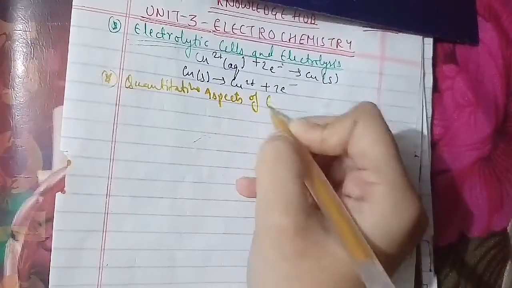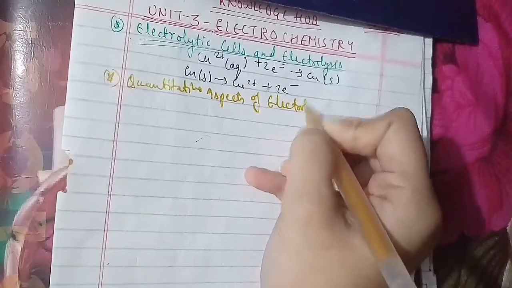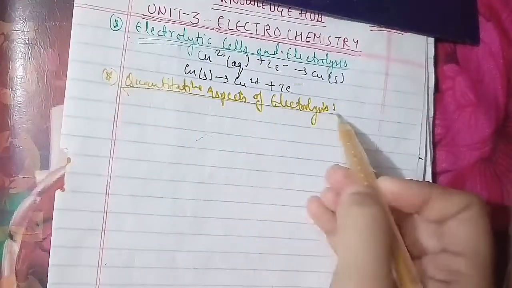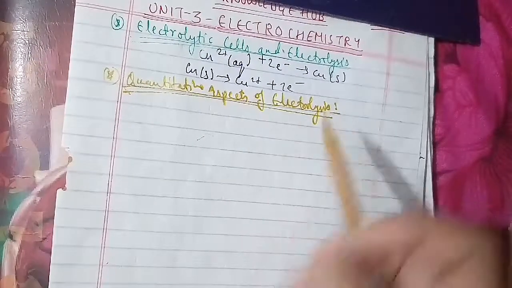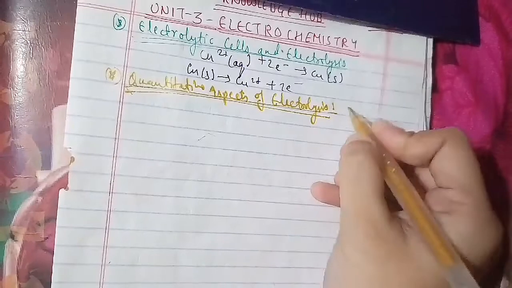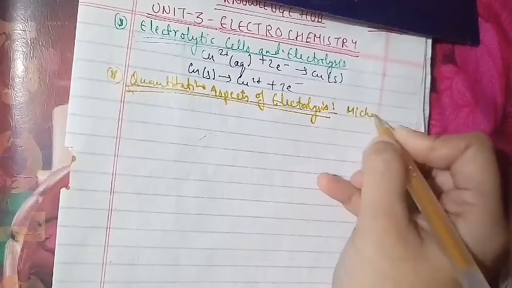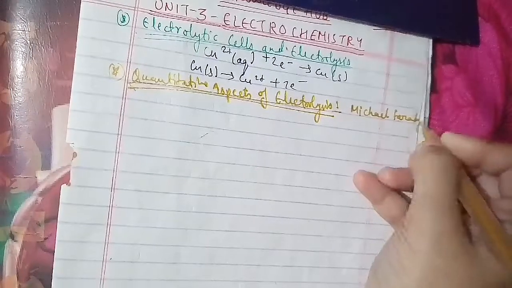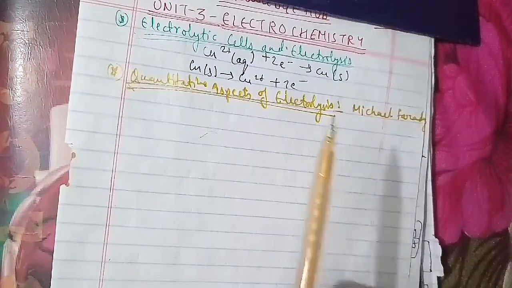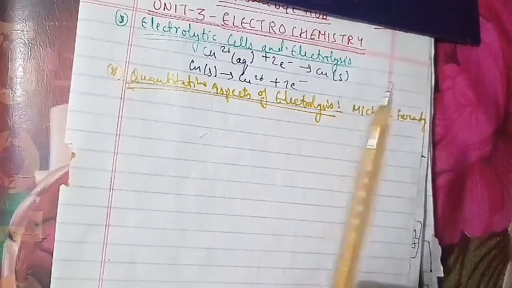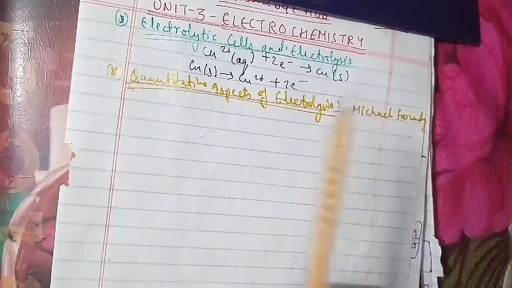So the quantitative aspects of electrolysis that we discuss here are due to Michael Faraday. Michael Faraday was the first scientist who discovered the quantitative aspects of electrolysis. Now Faraday's laws also follow from what we have discussed earlier. So we'll discuss Faraday's laws of electrolysis.